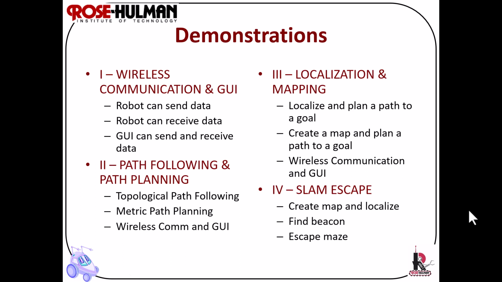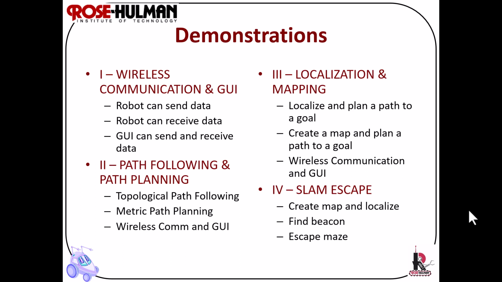So the demonstrations that you will be graded on, the first one will be your ability to do wireless communication with your robot, to send and receive data on the robot, and to display that information on a GUI as well as send information from a GUI. Remember, you can choose whichever software you would like to use for that. Your second demonstration will be based upon path following and path planning. Topological path following is where you send in commands like start, right, left, terminate. Metric path planning is based upon wavefront expansion or grassfire expansion. Wireless comm and GUI must still be in use by the time you get to part 2.